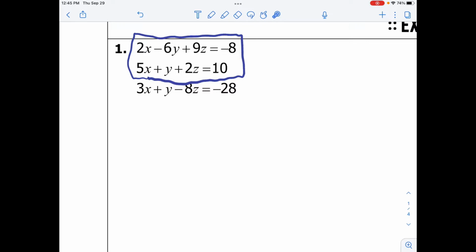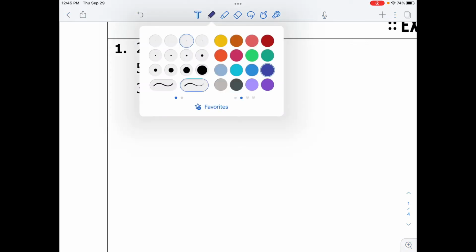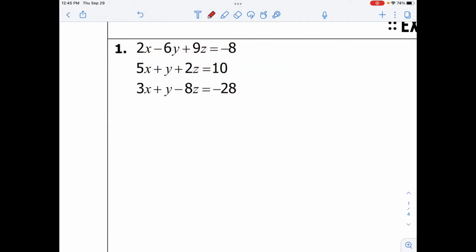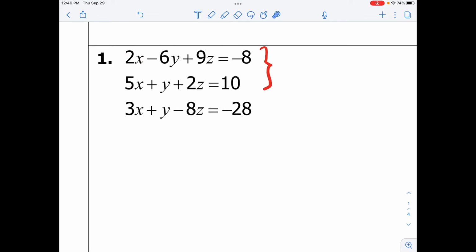Let's focus in on these first two equations. I'm going to put a red squiggly here. 2x minus 6y plus 9z equals -8, and 5x plus y plus 2z equals 10. I want to add everything in these two equations together such that when I do that, one of my variables is going to get canceled. Let's look at what we've got here. 2 and 5 are my coefficients for x. My coefficients for y are -6 and 1. Coefficients for z are 9 and 2.